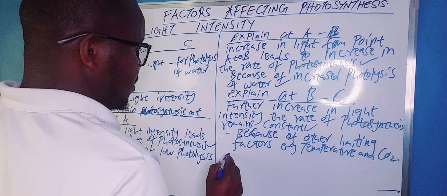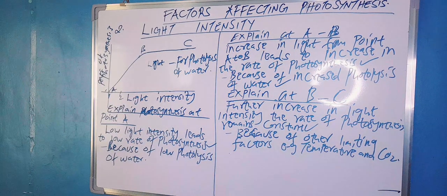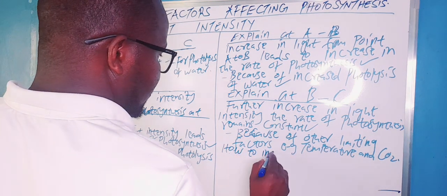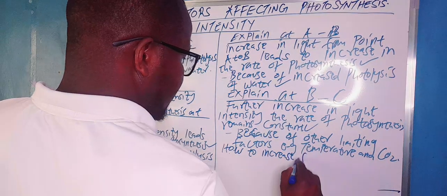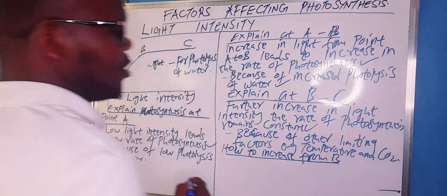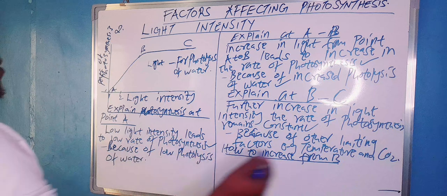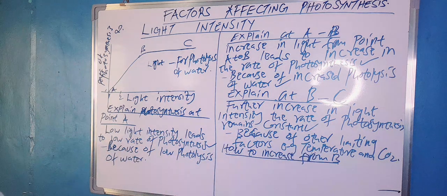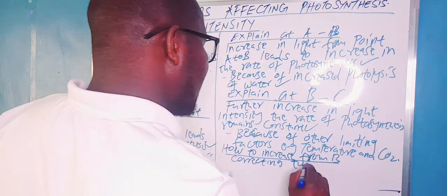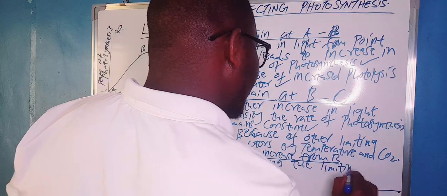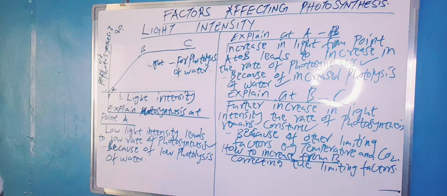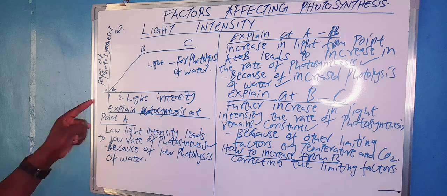Then from that point, how can you increase from point B? By correcting the limiting factors. You correct the limiting factors. Then what happens at extreme light intensity?